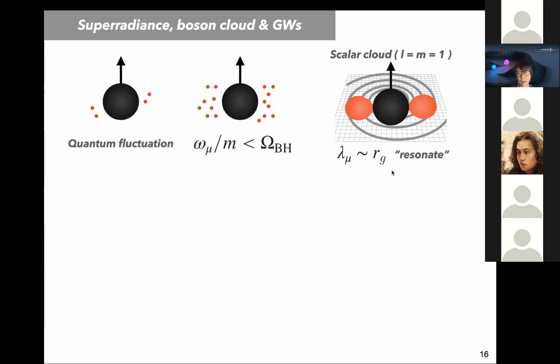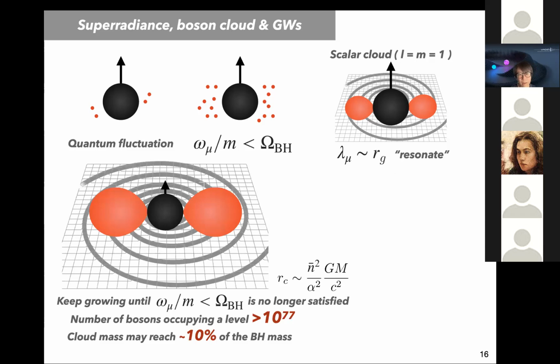The particles in the cloud annihilate into gravitons, generating gravitational waves. This cloud will keep growing until at some point a significant amount of the black hole's rotational energy is extracted. Then this condition is no longer satisfied as the black hole spins down, and superradiance will shut down at that point. Usually we say that the cloud is saturated. Just to give you a sense of the numbers, the number of particles occupying a single energy level can reach 10 to the 77.